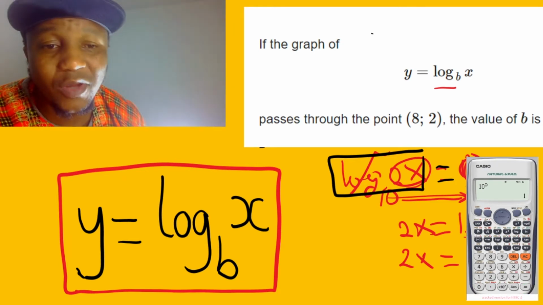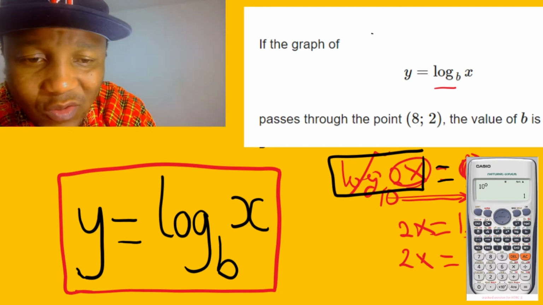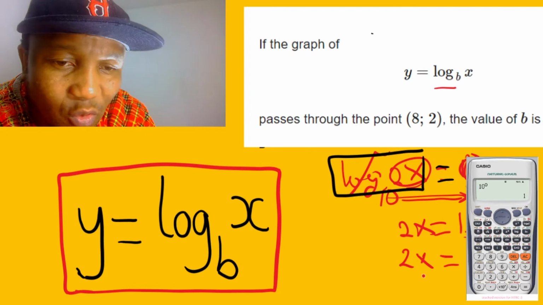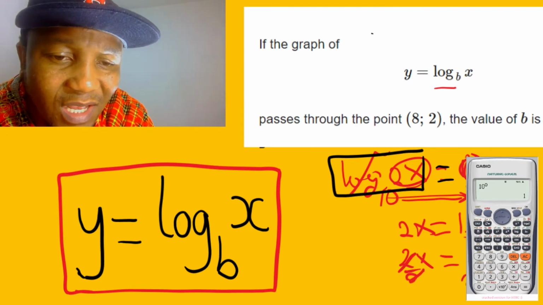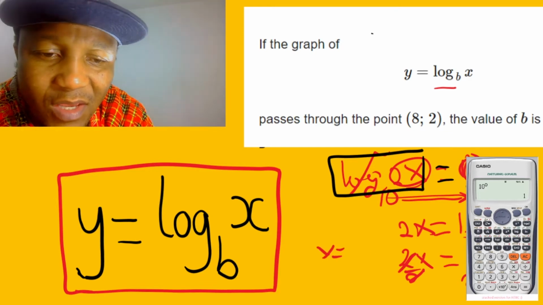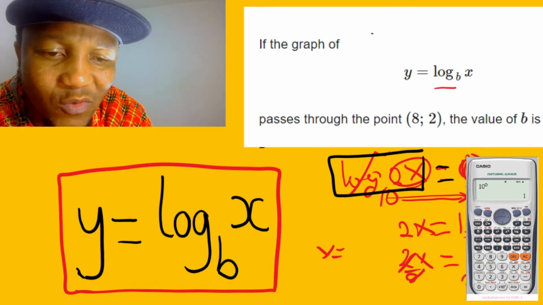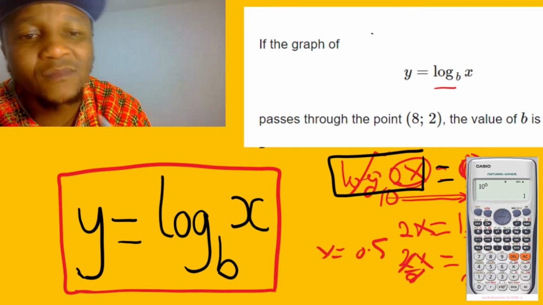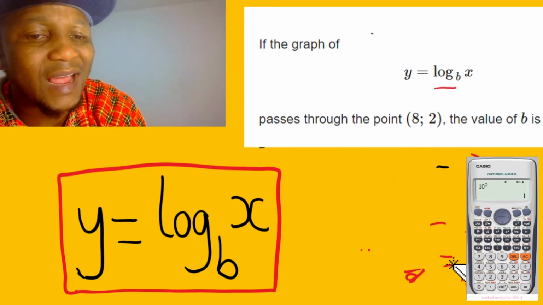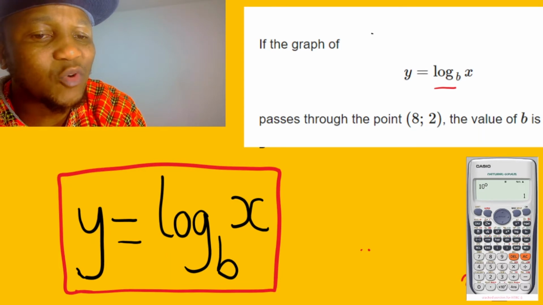So now for that case, 10 power 0 equals 1. So we divide by 2 and then divide by 2. These cancel, so the value of x equals a half, or 0.5, because 1 divided by 2 equals 0.5. You see what I'm saying? So whenever you have a log on one side, you can apply the exponential rule.